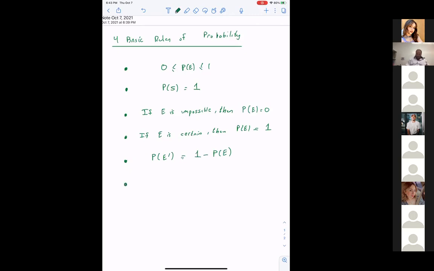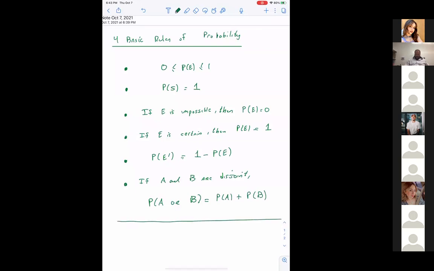And the last one is, if A and B are disjoint, if they cannot both occur simultaneously, then what is the probability of A or B? Anyone recall? The probability of A plus the probability of B. Those are our basic rules of probability.